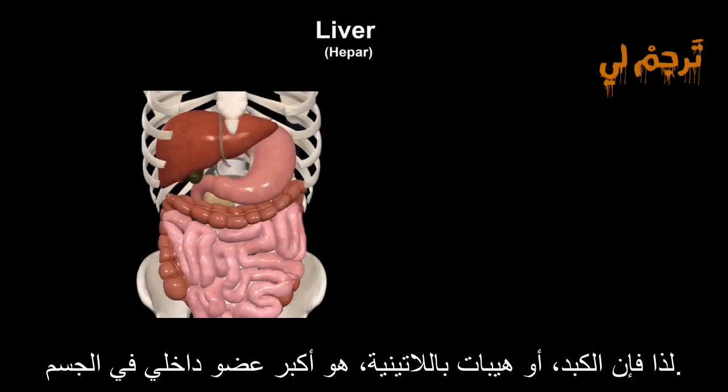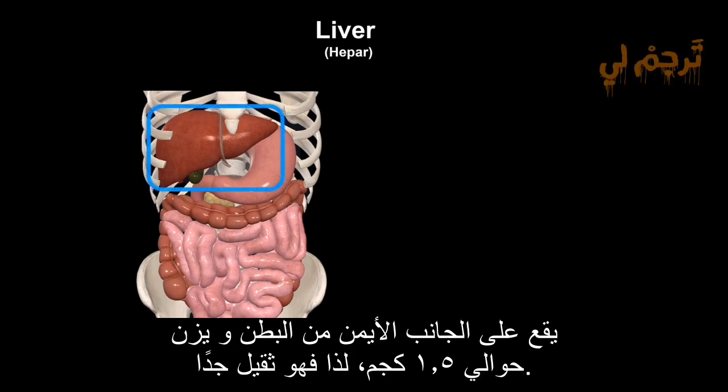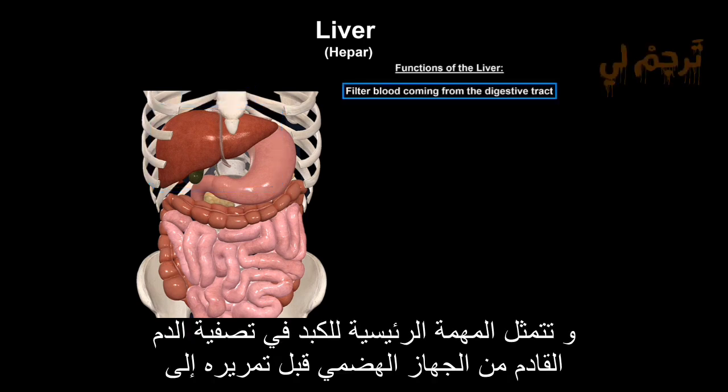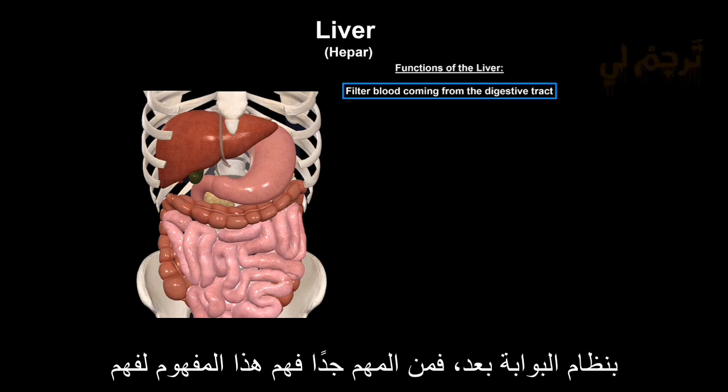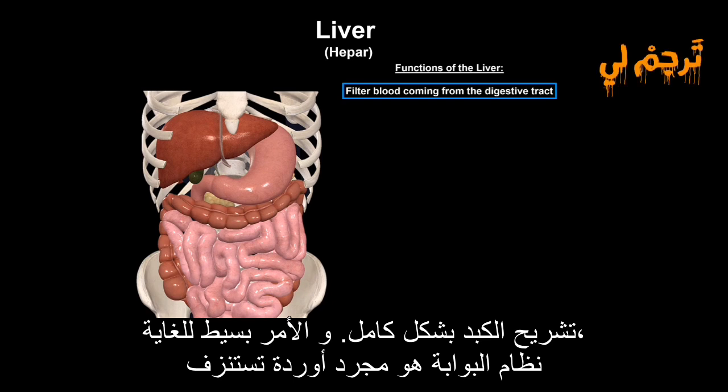So the liver, or the hepar in Latin, is the largest internal organ in the body. It lies on the right side of the belly and weighs approximately 1.5 kilograms, so it's pretty heavy. The liver's main job is to filter the blood coming from the digestive tract before passing it to the rest of the body. And it does that through the portal system. And even though you're not familiar with the portal system yet, it's quite important to understand this concept to fully understand the anatomy of the liver.